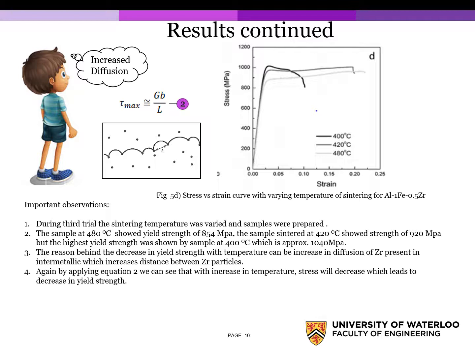The reason behind the decrease in yield strength with temperature can be the increase in diffusion of Zr present in intermetallics, which increases the distance between Zr particles. Again, by applying equation 2, we can see that with increase in temperature, stress will decrease, which leads to a decrease in yield strength. Now let us do a microstructural review to understand a bit further.